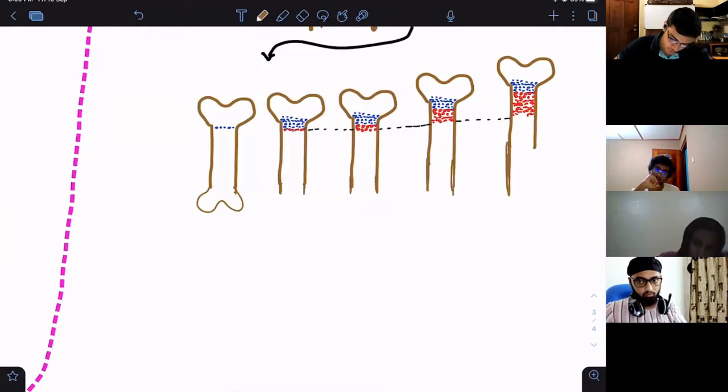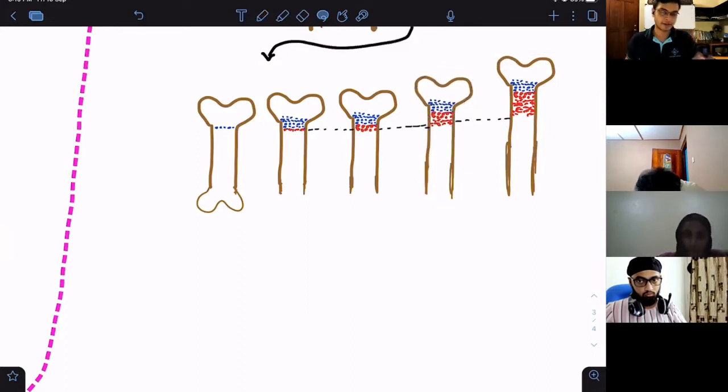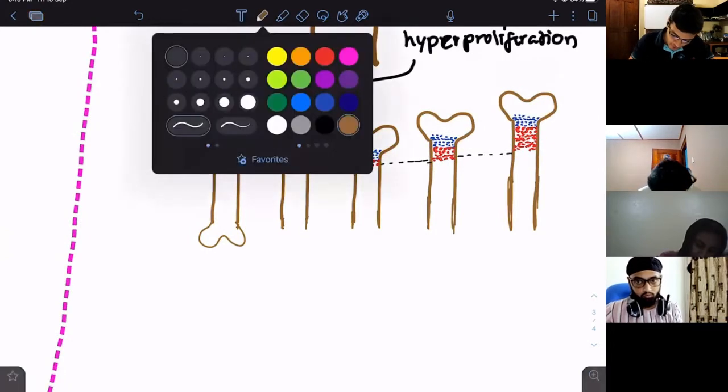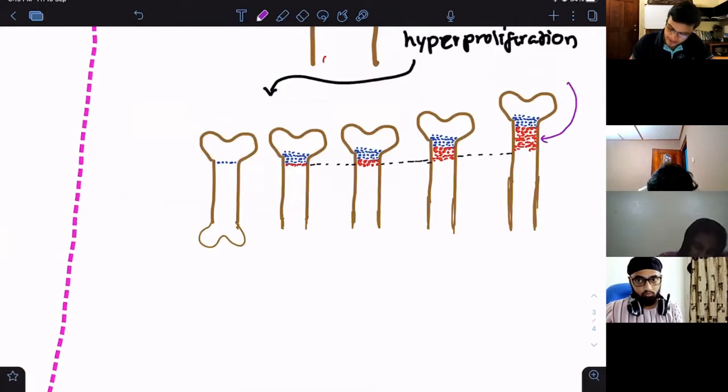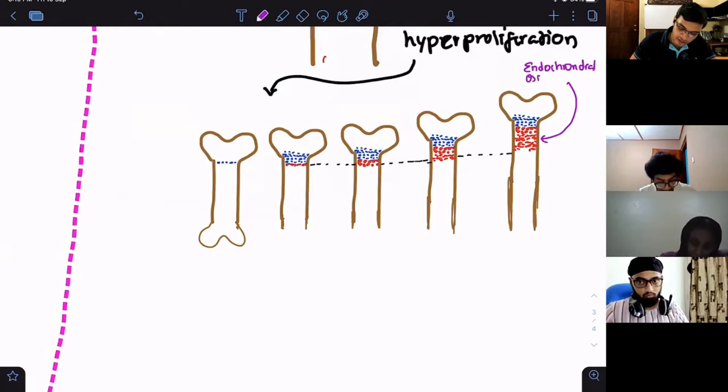What do you see, guys? The bone has been elongated as we go. Keep the chondrocyte layer in one line. So what is happening? This calcification portion, the portion getting calcified, is called endochondral ossification. This is how the bone length increases: chondrocyte hyperproliferation followed by calcification.